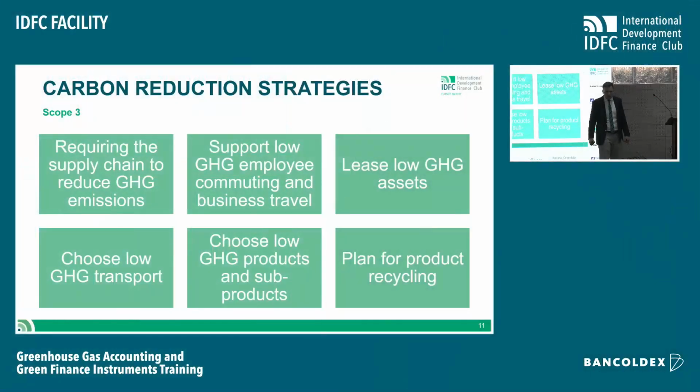And scope 3, of course, the scope 3 emissions will differ a lot between a bank and a production facility. For a bank, it's greening the portfolio mostly, right? For a production facility, it's much more focusing on supply chain, on commuting, transport, about leasing low greenhouse gas emitting assets, choosing low greenhouse gas transport for your products, also choosing sub-products for your production that are more green, recycled, biodegradable products, for example. And also, more and more touched when it comes to production of products is planning for product recycling, so that we don't end up with landfills full of waste, right?